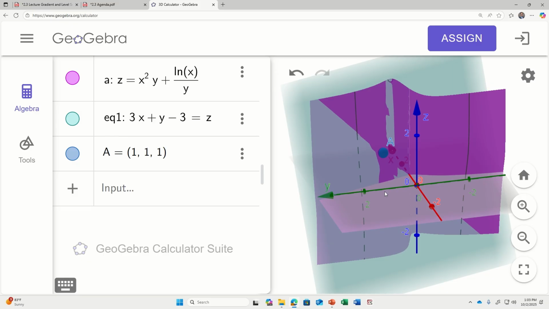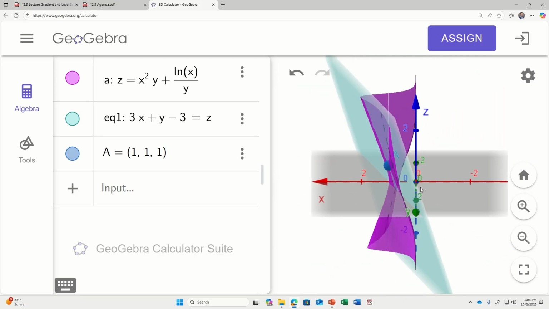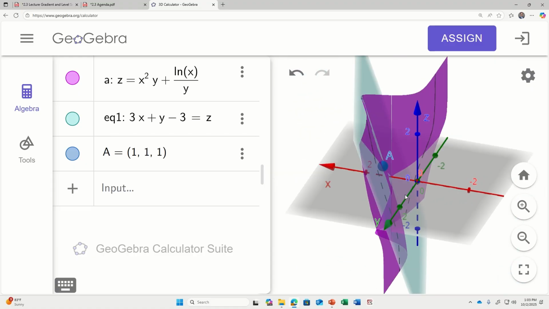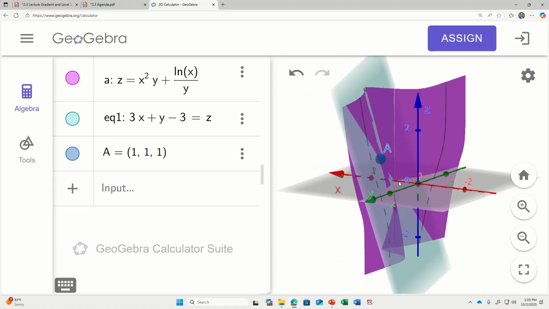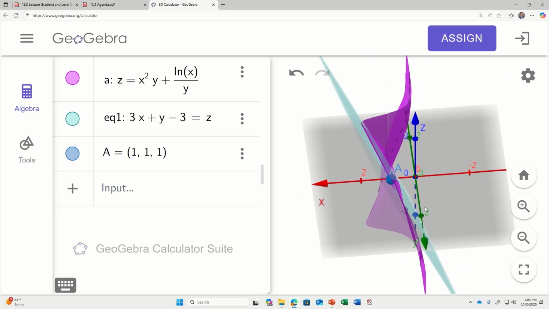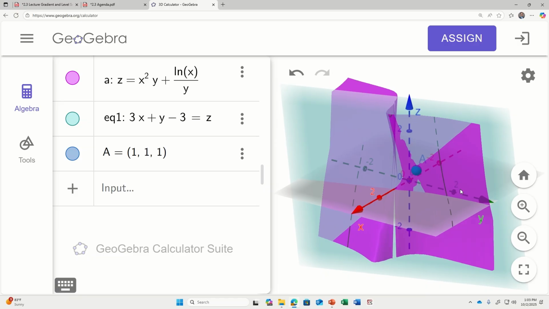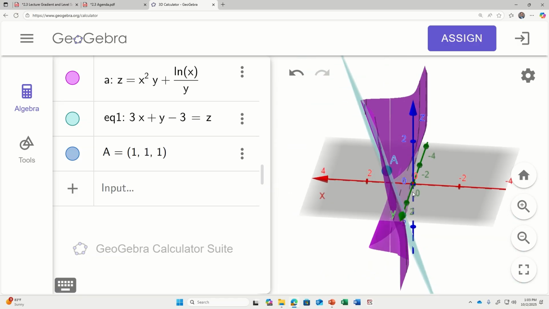That little hovery point that says A is the point 1, 1, 1. And this blue plane is slicing through that purple surface, intersecting it at that point. And at the point, the plane and the surface have all exactly the same directional derivatives in every direction. That's what makes it a tangent plane. Okay, any questions about that?